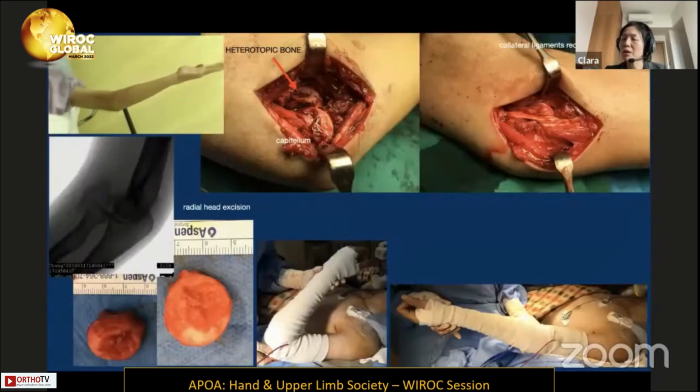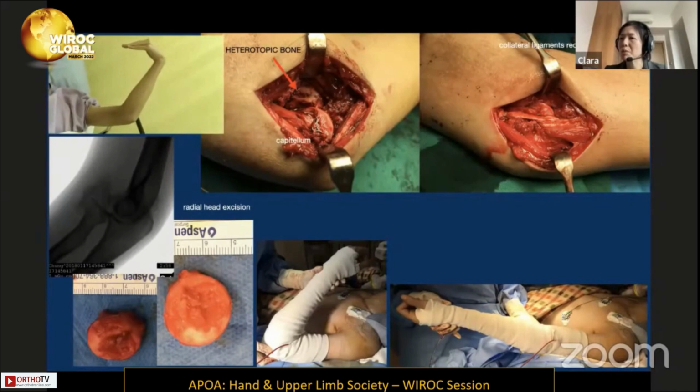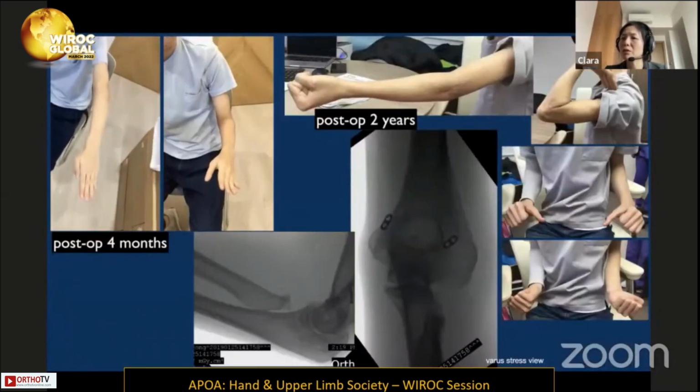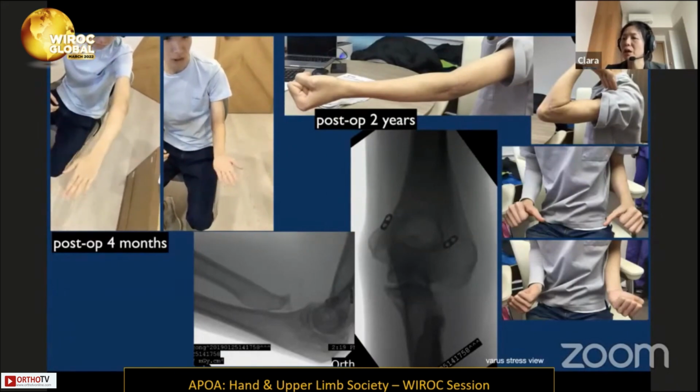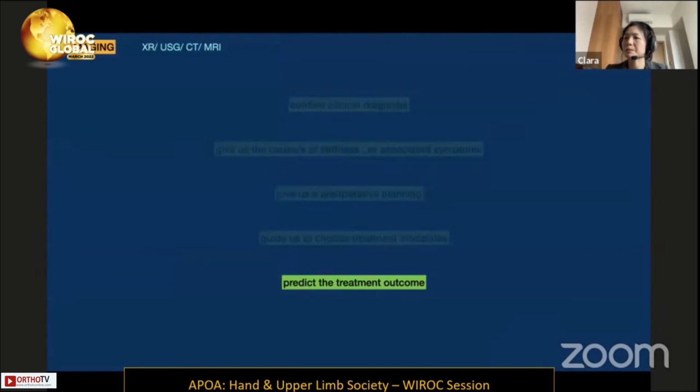So finally, the patient had the radial head removed, the heterotopic bone removed, and reconstruction of both the anterior and posterior bundle of the medial collateral ligament. This is his condition 4 months later, and also 2 years later, with no features of medial collateral ligament laxity.